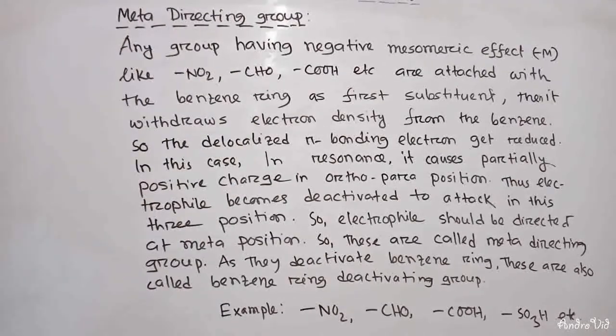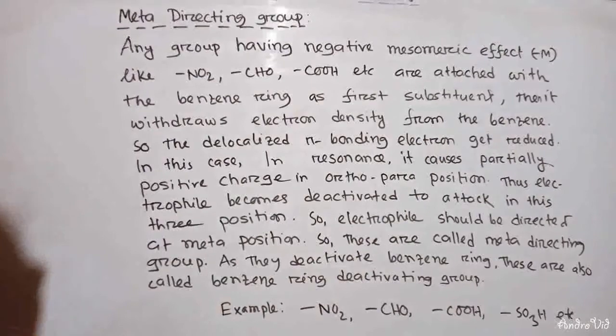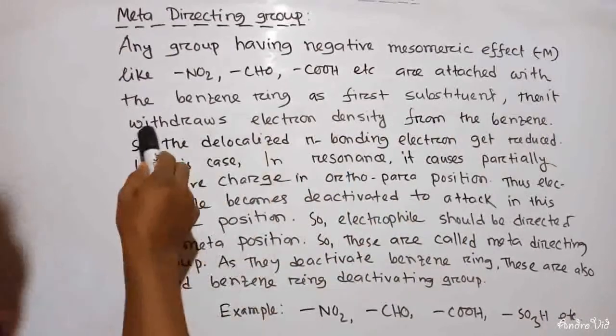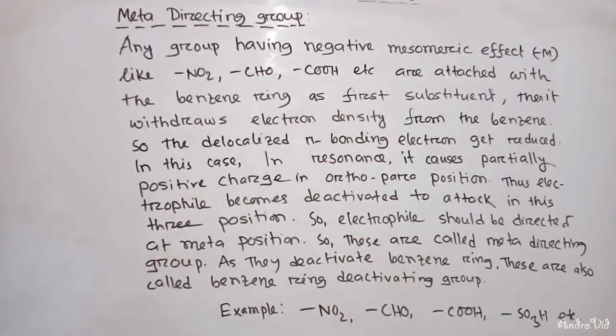Meta directing groups are basically due to the negative mesomeric effect, which can be denoted by minus M. These are the groups: nitro, CHO, COOH. If this type of group is attached with the benzene ring, then they can withdraw electron density from the benzene ring. As they withdraw electron density from the benzene ring, the electron density in the benzene ring will get reduced. So in delocalization and in resonance, the electron density will also get reduced.